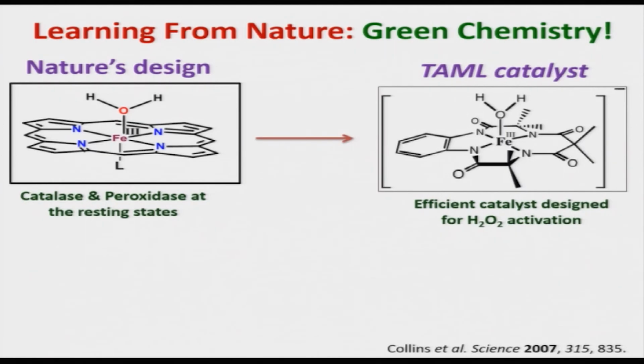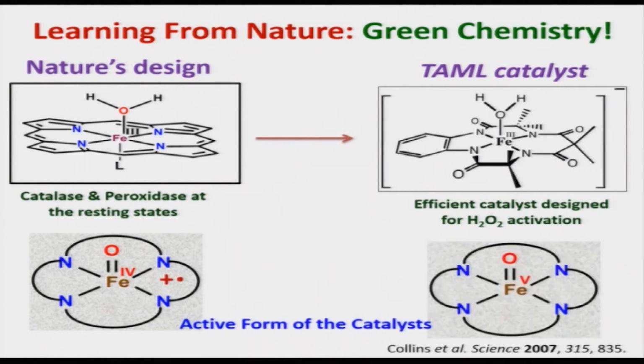This can replace chlorine technology with alternatives based on nature's oxidant, oxygen or hydrogen peroxide. Indeed, their active forms are also very similar. In the enzyme, it is iron 4 oxo pi-cation radical, while in the TAML catalyst it is an iron 5 oxo species. As one can see, the design is fully inspired by catalase and peroxidase enzymes present in our mother nature.